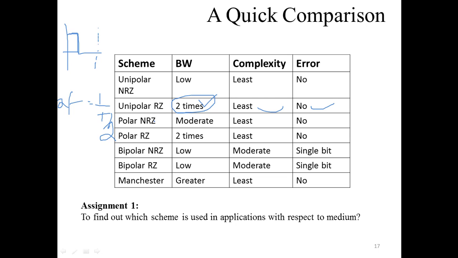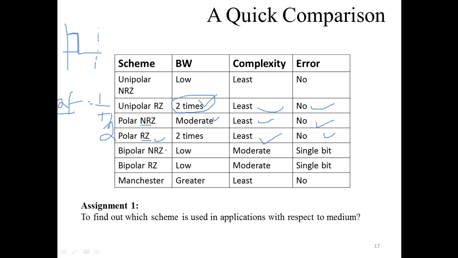Similarly, if you are using polar NRZ, it will provide something in the middle of high and low. It will provide a moderate bandwidth allocation, the complexity level will be the least, and there will be no control on the error. Similarly, for polar RZ, again the same, because you are coming from NRZ to RZ, so the bandwidth is twice as you divide the time into half of the symbol period, and the other things remain the same.